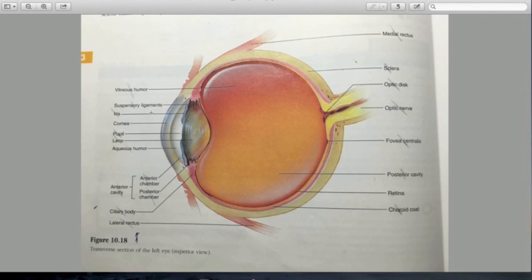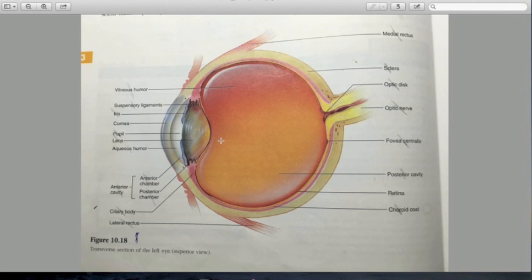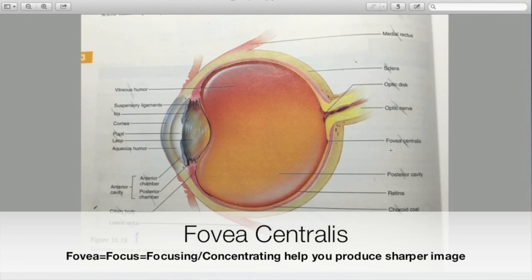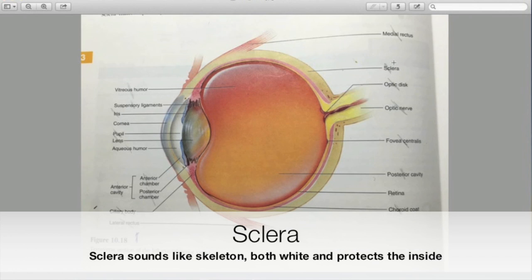And aqueous humor, think of aqua, since it secretes watery fluid. Aqua means water in Spanish. And fovea centralis, think fovea focus, which helps you produce a sharper image. So fovea focus. And sclera, think of skeleton, which is also white, and it also protects the organ. So sclera skeleton.